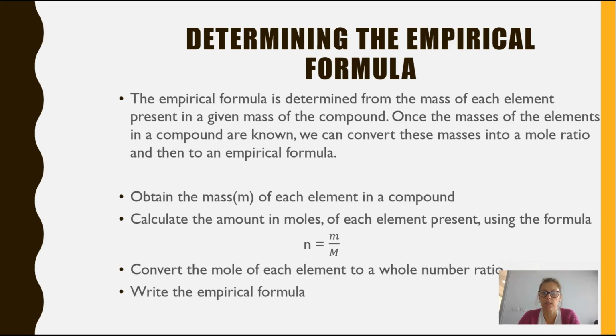We have a number of steps. First of all, we've got to obtain the mass of each element in the compound. For our prac, magnesium and oxygen, magnesium oxide, find out the mass of each element in that compound. Then calculate the number of moles of each element using the formula moles equals mass over molar mass. Then we convert the moles of each element to whole number ratios by dividing through by the smallest mole number, and then we get a ratio. It's much easier to do this with an example, so let's have a go.